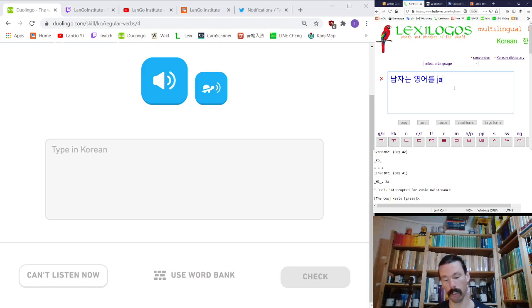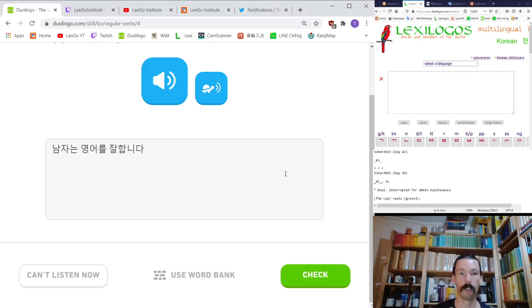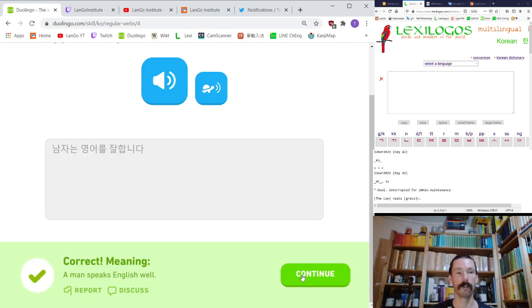잘. Well, J-A-L. Now, it's pronounced hum because of the following M, but it's written with a B or P as the coda, ni, da. And it assimilates, the stop consonant there just assimilates into a nasal to the following ni. And let's double check. 남자는 영어를 잘합니다. He does English well.